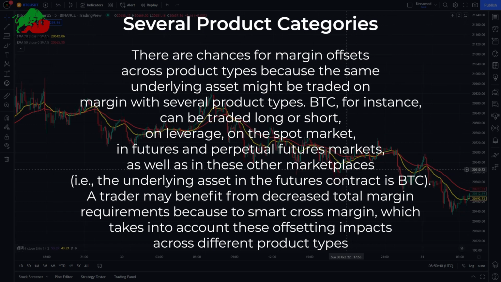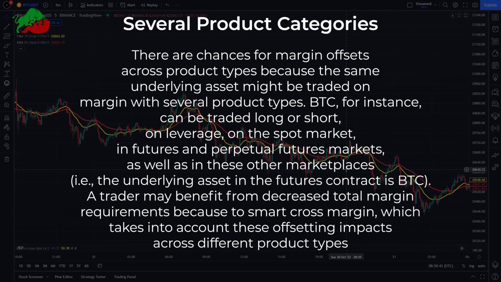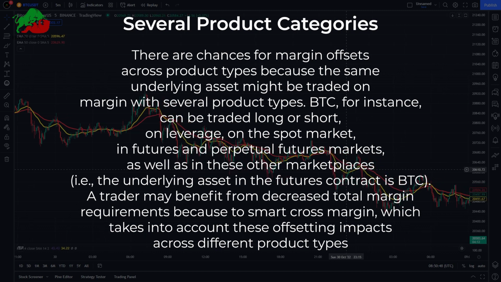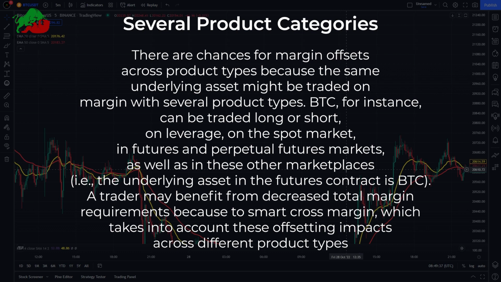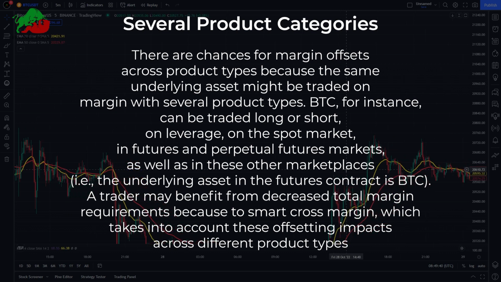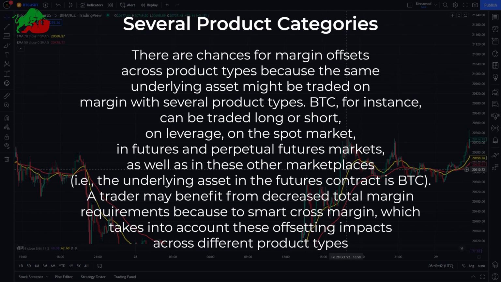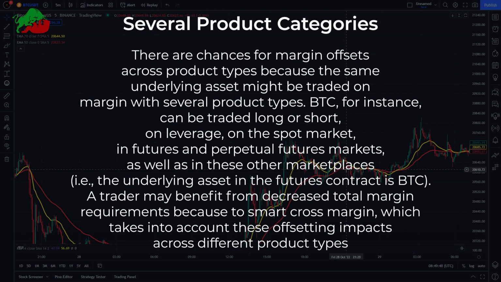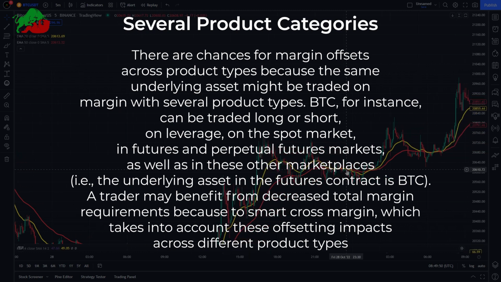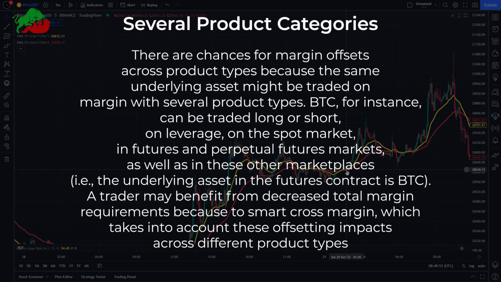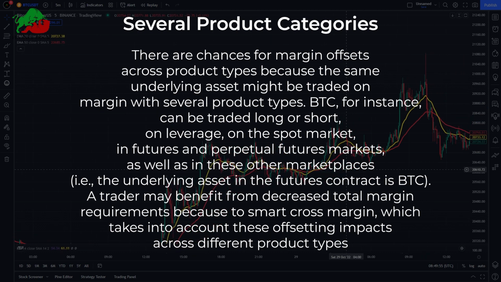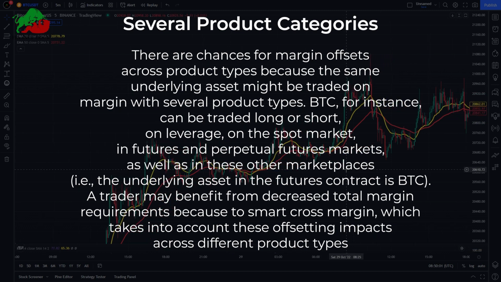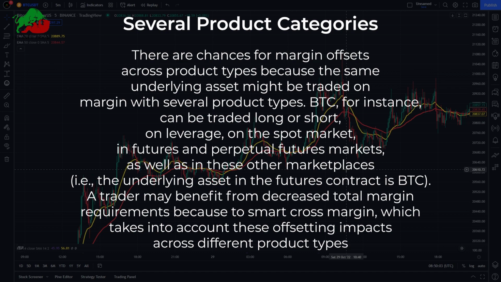Several product categories. There are chances for margin offsets across product types because the same underlying asset might be traded on margin with several product types. BTC, for instance, can be traded long or short, on leverage, on the spot market, in futures and perpetual futures markets, as well as in these other marketplaces, i.e., the underlying asset in the futures contract is BTC. A trader may benefit from decreased total margin requirements because of smart cross-margin, which takes into account these offsetting impacts across different product types.